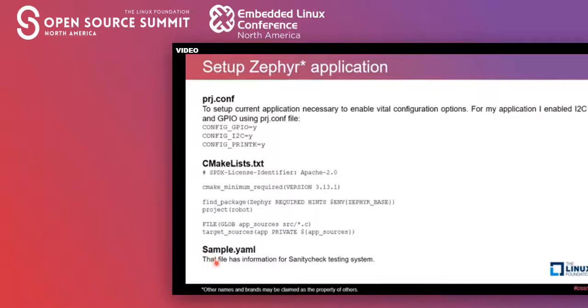Sample.yaml file. That file is used by the sanity test system to detect test cases. Zephyr RTOS has a special script called sanity check. That script can run all tests and generate a test report for each board, so the QA team can review that report and see what tests failed and what tests passed. Sanity check is our testing system in Zephyr. It's written in Python. That file is necessary if you are writing tests for your Zephyr application, so sanity check can read that file and detect test cases in your source directory. Those are the important files for a Zephyr application and its setup.